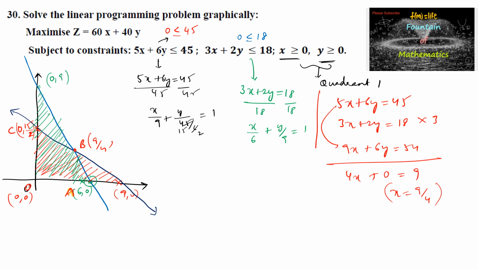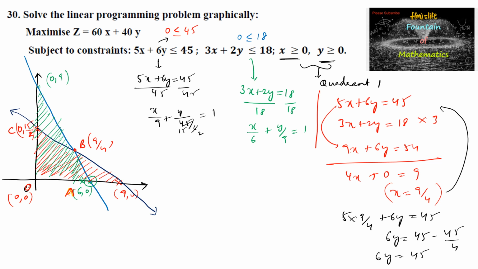So let us substitute x is equal to 9 by 4 in the first equation. So we can write 5 into 9 by 4 plus 6 into y is equal to 45, or we can also write 6y is equal to 45 minus 45 by 4, or 6y is equal to 45 times of 1 minus 1 by 4, which is 3/4. So y is 45 by 8. So x coordinate is 9 by 4 and y coordinate is 45 by 8.